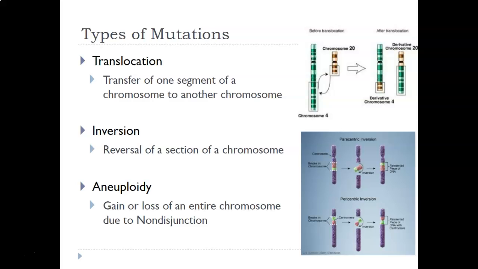And then finally, aneuploidy is the gain or loss of an entire chromosome due to non-disjunction. Non-disjunction, you can underline that, that's a vocab word. We're going to talk way more about non-disjunction on the next couple of slides, but the process of non-disjunction happening leads to aneuploidy mutations.